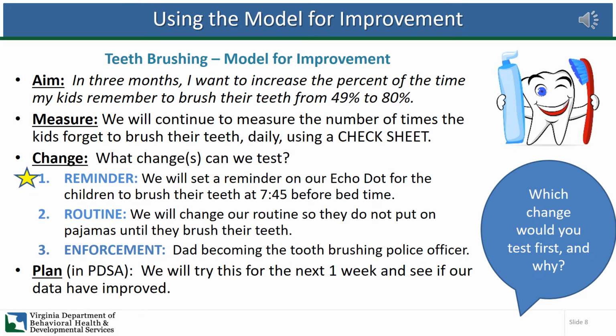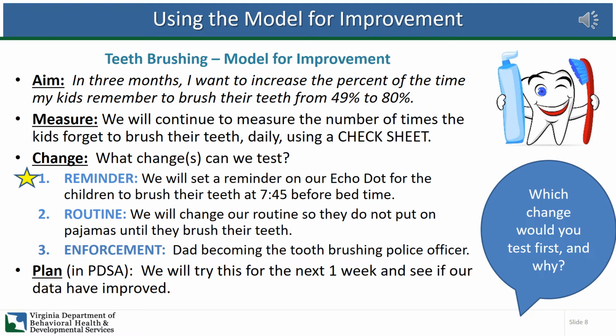So here we're taking our next step of plugging in our information into the model for improvement and answering our 3 questions: aim, measure, and change. So we've set our aim here. In 3 months, I want to increase the percent of the time my kids remember to brush their teeth from 49% to 80%. If you remember when we collected our baseline data using a check sheet, the percent of forgetfulness was 51%, so the percent of remembering was 49%. So I framed it this way so that an increase was the desirable direction.